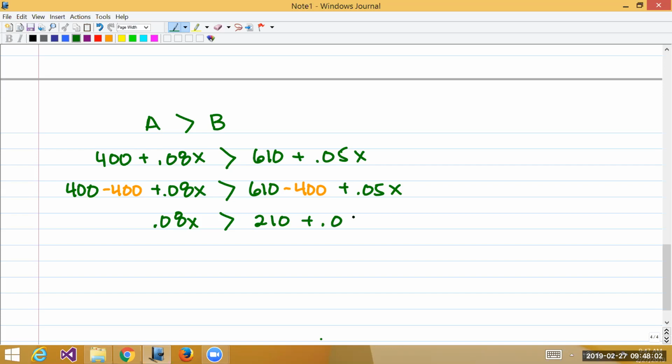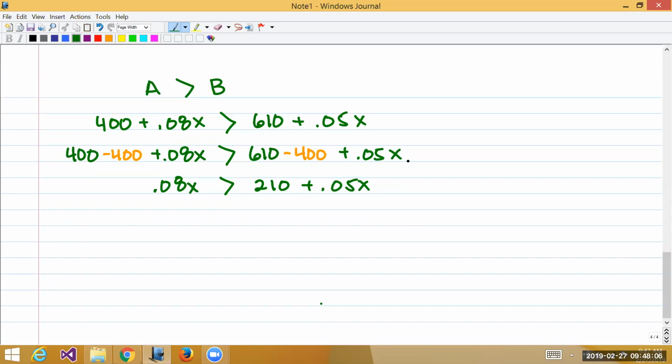plus 0.05x. Now why don't we go ahead and subtract 0.05x both sides. So if we subtract 0.05x from 0.08x, you can see 0.08 minus 0.05 gives us 0.03. So we have 0.03x is greater than 210.